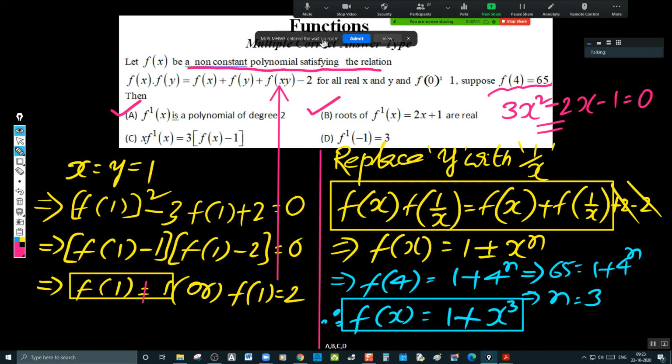आपको x equal to y equal to 1 लेके क्या मिला? जो y equal to 1 लेके जो किया, तो उसका क्या यूज है अपने को? ये f(1) is equal to 2 आया ना बेटा? So अगर वो ये नहीं आया तो कैंसिल नहीं हो पाएगा इधर.